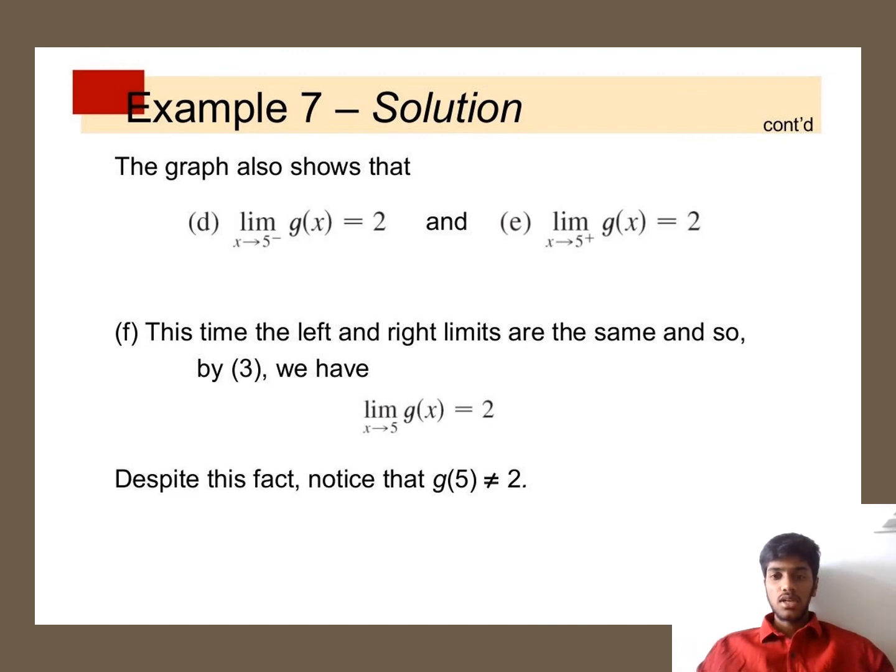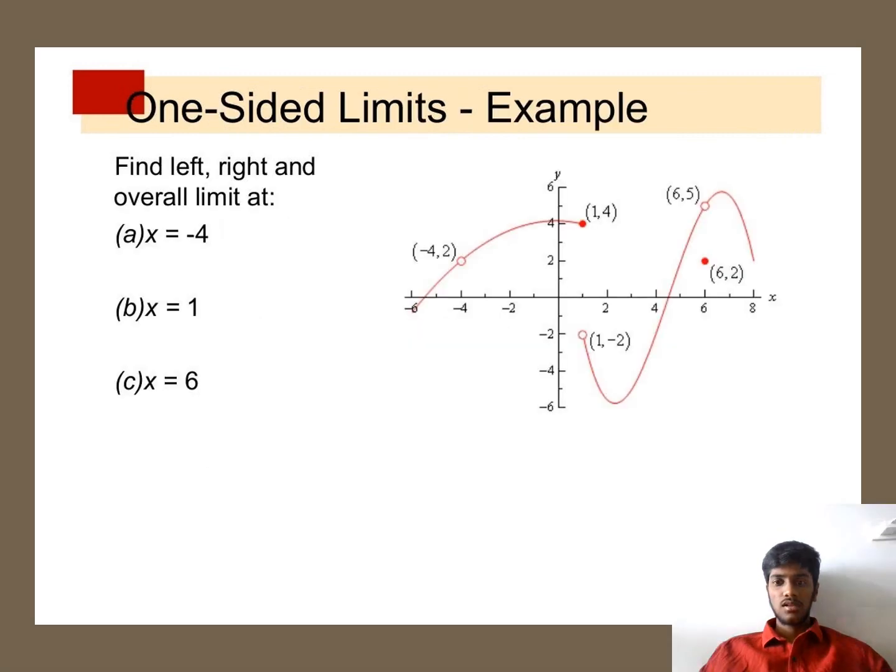The graph also shows that the limit as x tends to 5 from the left of g of x equals 2, and E. the limit as x tends to 5 from the right of g of x equals 2. This time the left and right limits are the same, and so by 3 we have the limit as x tends to 5 of g of x equals 2. Despite this fact, notice that g of 5 is not equal to 2.